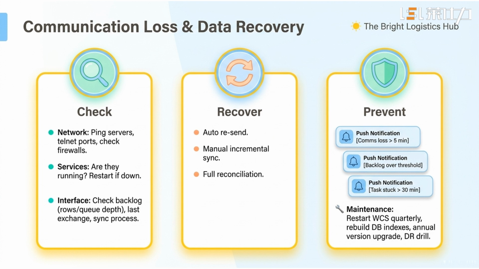Daily prevention matters even more. Set up monitoring alarms. Alarm if comms are down over 5 minutes, if the backlog exceeds a threshold, or if a task is stuck over 30 minutes. Daily, check the comm status and task completion rate. Quarterly, restart the WCS service and clear the backlog.